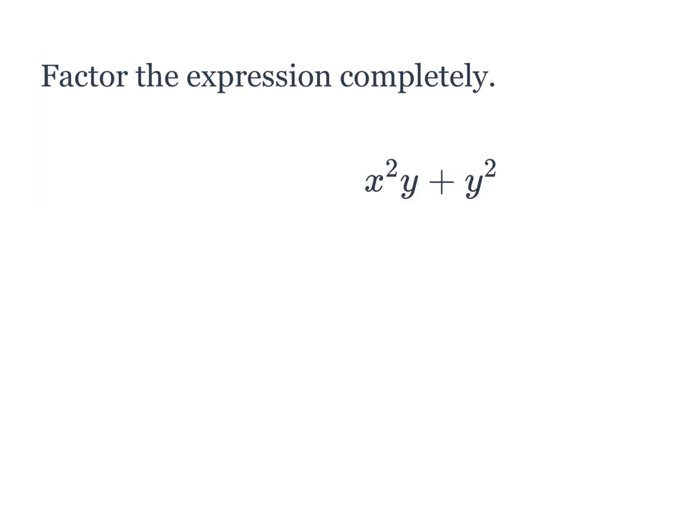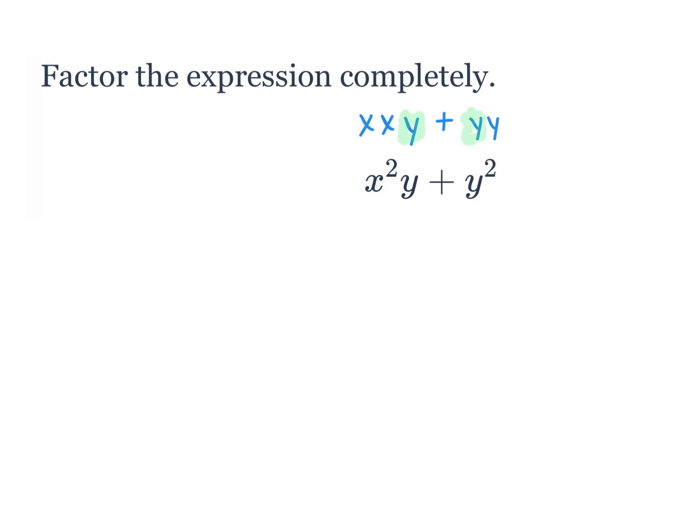Now I've got one that doesn't have any numbers. This is just variables. Well, the variables usually work a little bit easier. So what I have here is x times y. That's what x squared times y is. If you don't have to rewrite it this way, I'm just showing you another visual look at these. And y squared is y times y. So they can share a y.